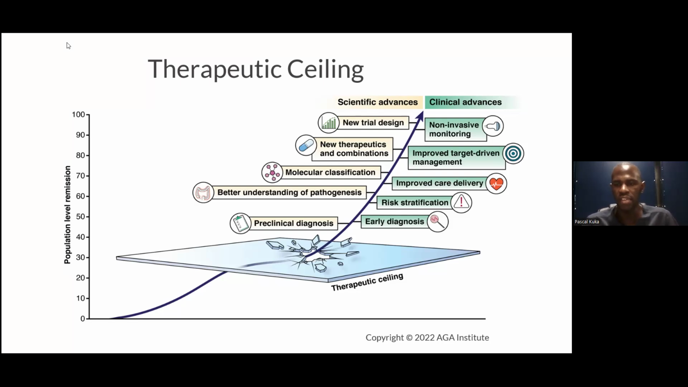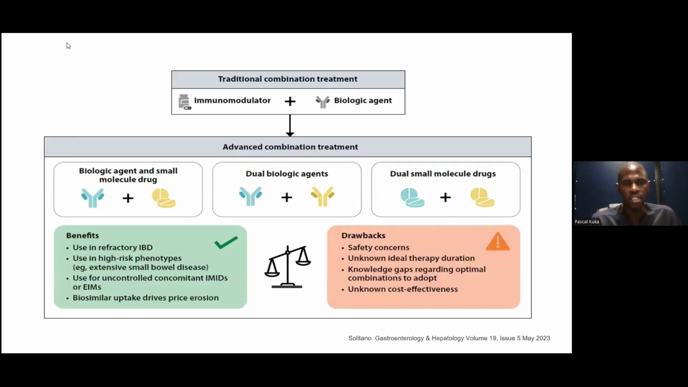So some of the other advances that have been predisposed are, of course, early diagnosis and trying to find out whether there are any genetic studies or genetics that can actually identify patients who are at risk of developing IBD, and not only developing IBD, but also developing particular complications. In that case, we can risk stratify patients.